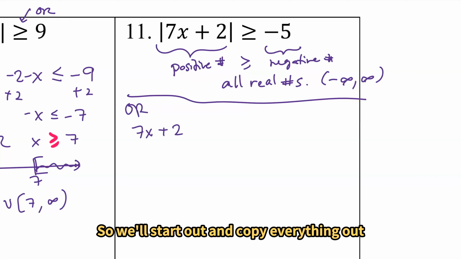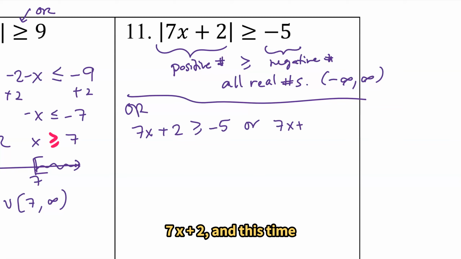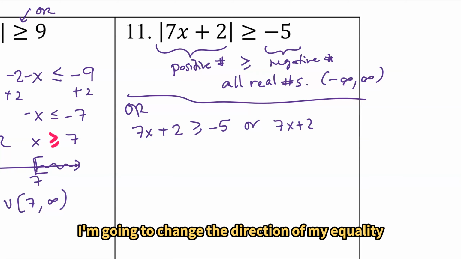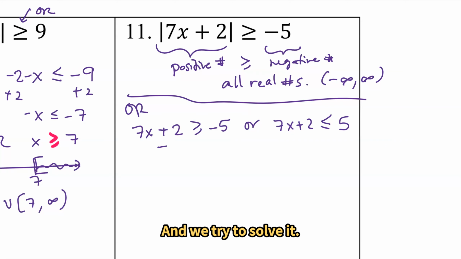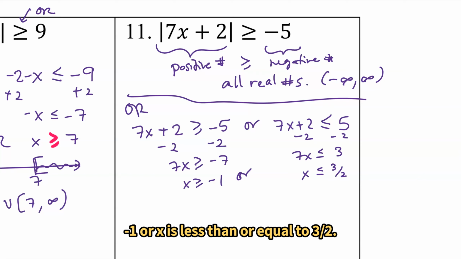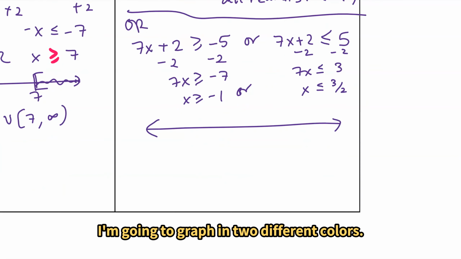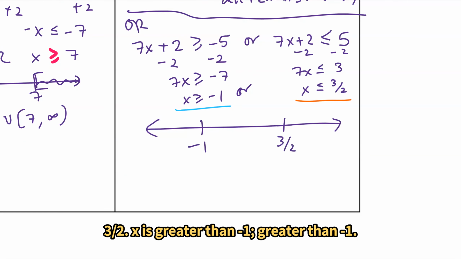So we'll start out and copy everything out except for the absolute values, 7x plus 2, and this time I'm going to change the direction of my inequality and change the sign of the number. And we try to solve it, and we get x is greater than or equal to negative 1, or x is less than or equal to 3/2. I'm going to graph in two different colors. So we have negative 1 and 3/2.